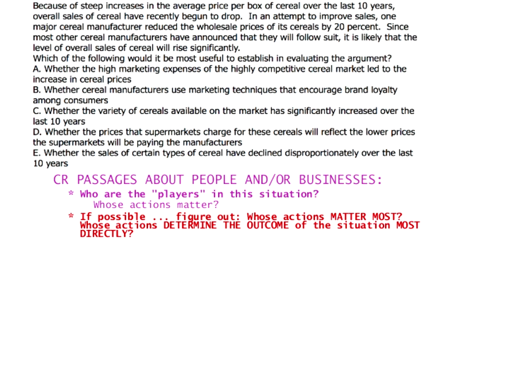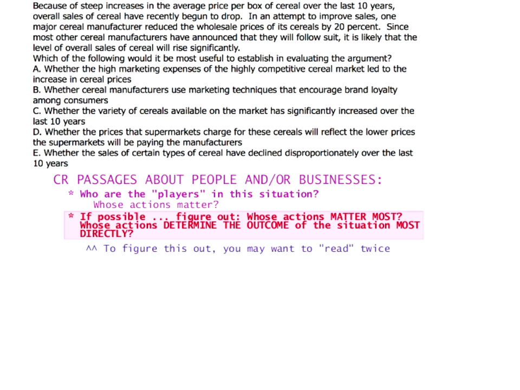You might have to browse this a couple of times to figure this out, but whose actions matter most here? Whose actions determine this? So if you browse it once, you have sales of cereal. Let me go ahead and write this down on the slide. In order to figure this out, you might want to actually go through the text of the problem twice.